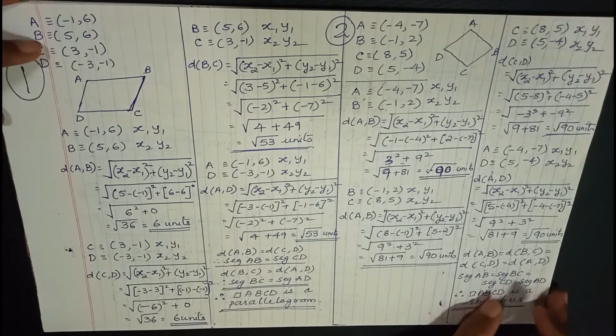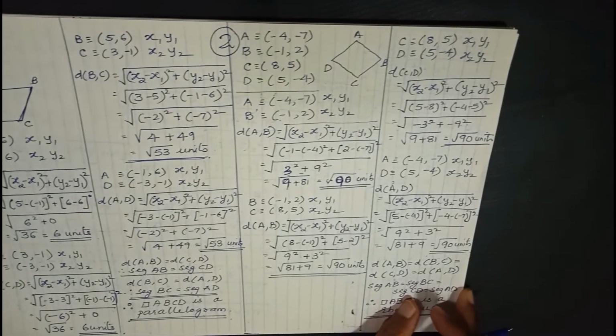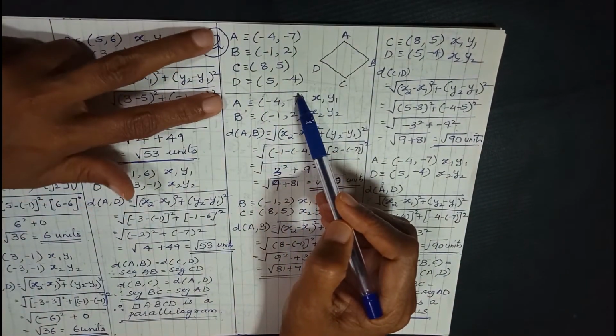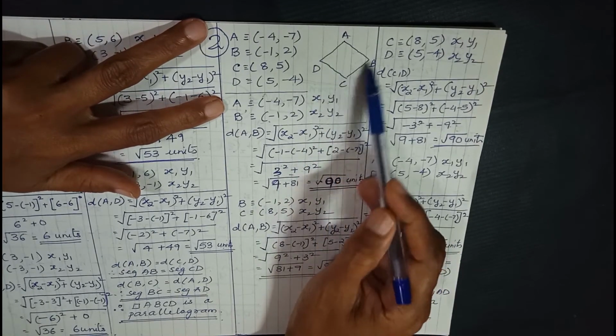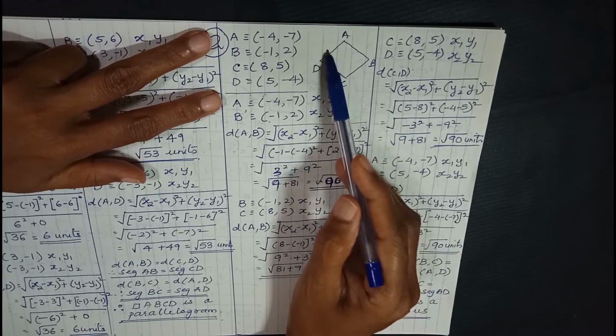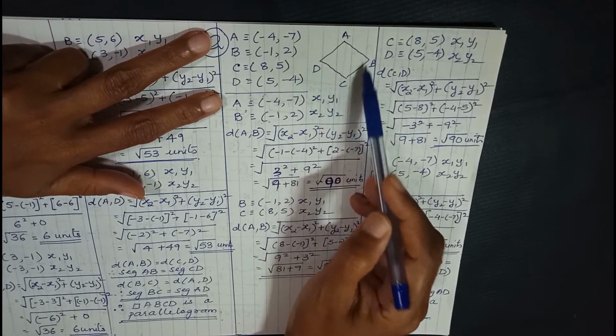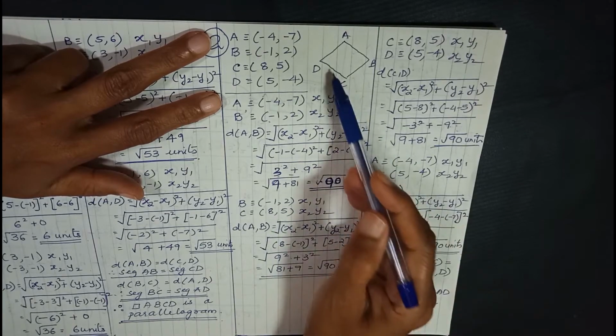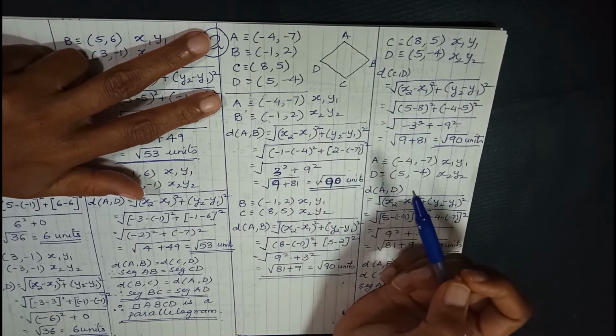Now using the same formula, let us go to the second quadrilateral. Here let us say I have got four vertices again and I have been asked to show that they are vertices of a rhombus. Now you know the property of a rhombus is that all four sides are equal. So using the distance formula, we will try to show that all four sides are equal.